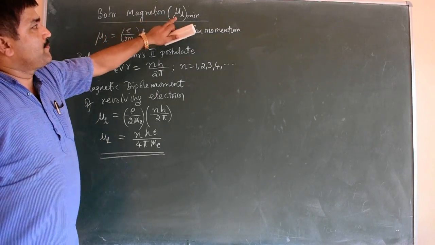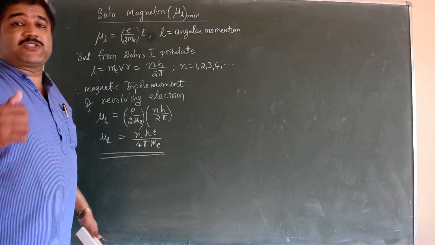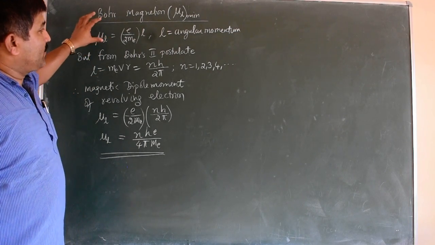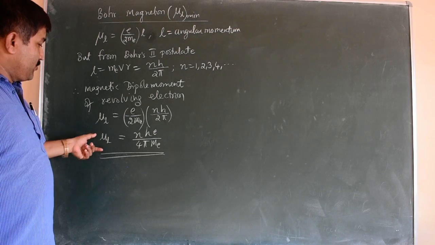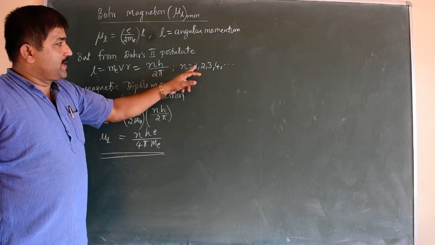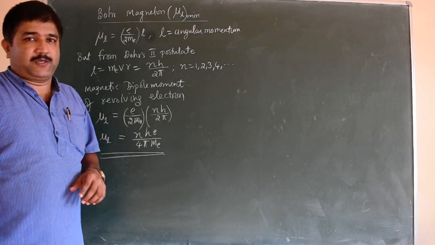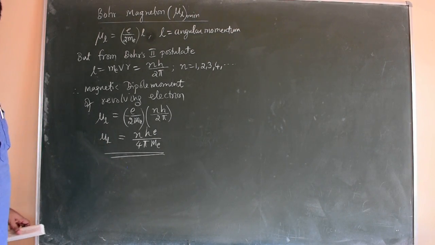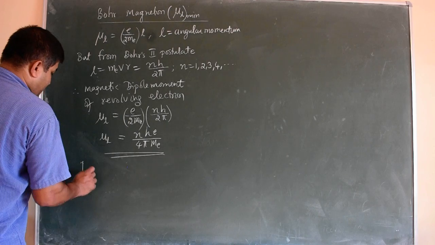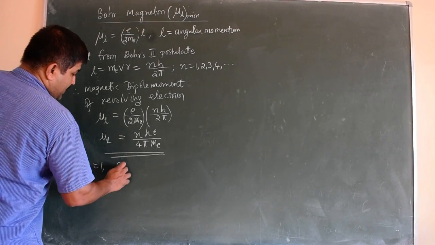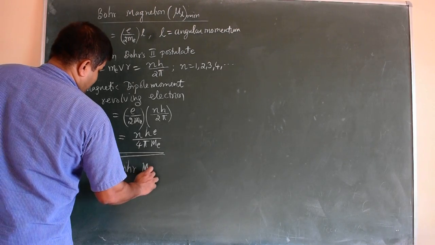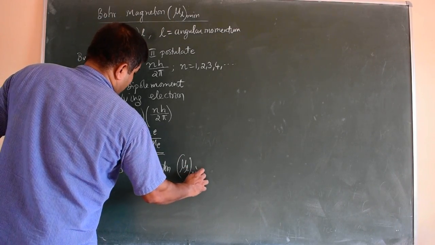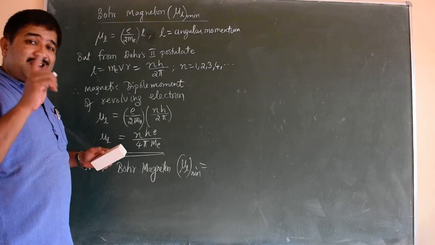Now Bohr magneton means the minimum value of this magnetic dipole moment. So in which orbit will the magnetic dipole moment be minimum? The minimum value of mu L means the minimum value of n, which is 1, that is, the first stationary orbit, the innermost orbit. So n equal to 1 gives the minimum magnetic dipole moment, and that is what is called the Bohr magneton. That is the minimum value of the magnetic dipole moment of a revolving electron in a hydrogen atom.